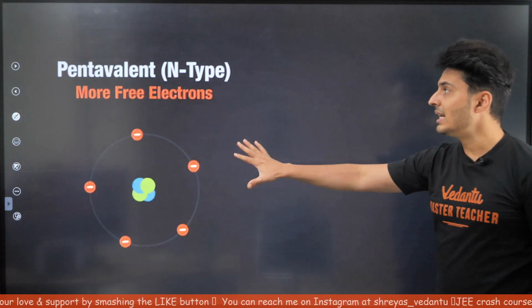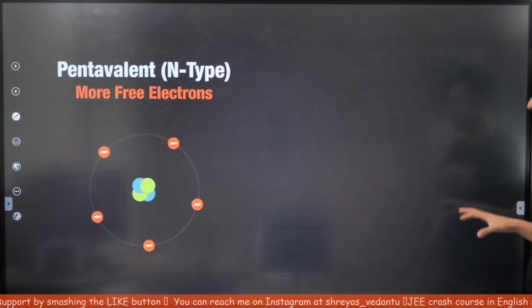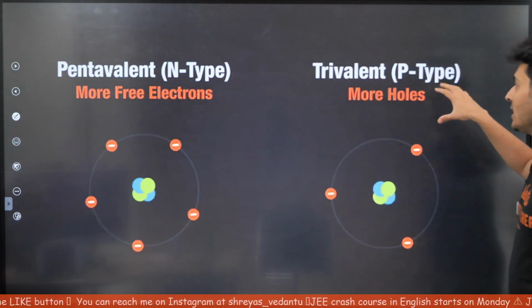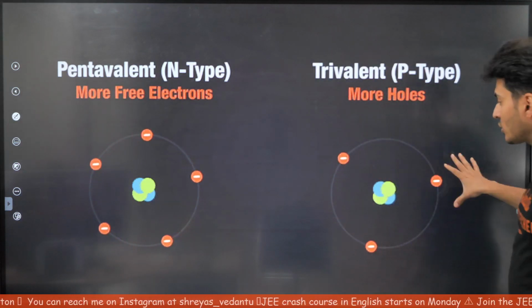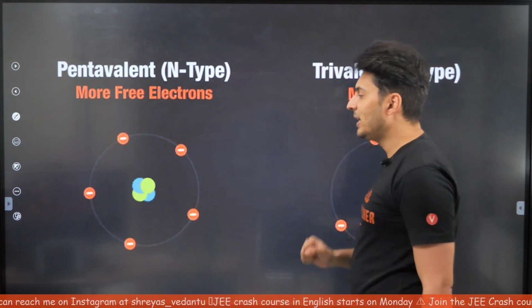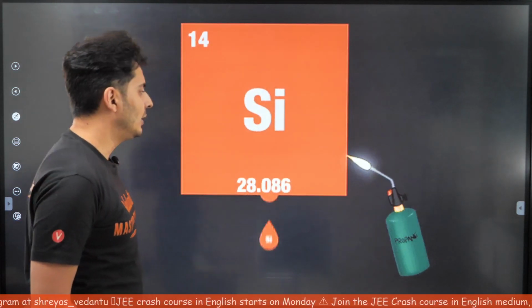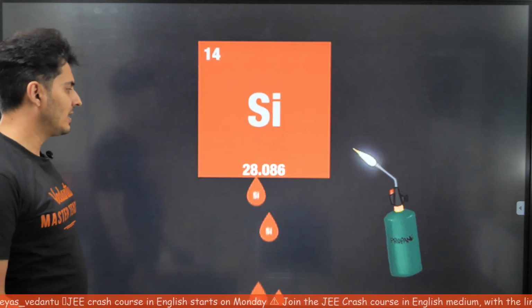Okay, so we are going to see N type as well as P type. N negative, more electrons. P more holes, positive. So two kinds of impurities can be added. One is a pentavalent, other one is a trivalent kind of impurity to any kind of semiconductor.